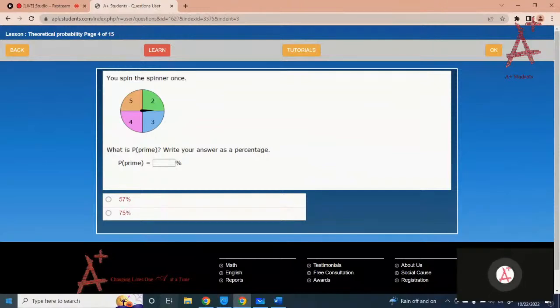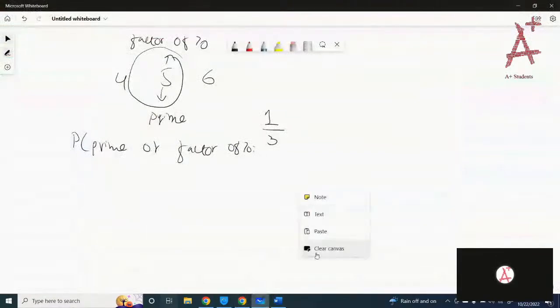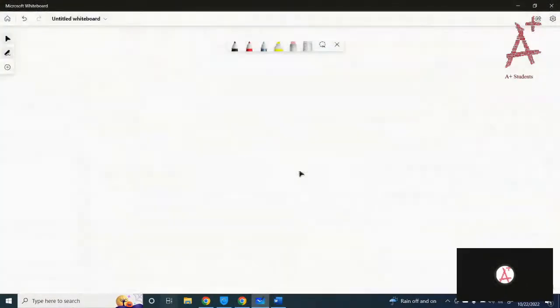The numbers are 2, 3, 4, 5 on the spinner. You need to find the probability of getting prime numbers. So which numbers are prime? 2 is prime, 3 is prime, and 5 is prime. Got it? So out of the four, you have three numbers that are prime.